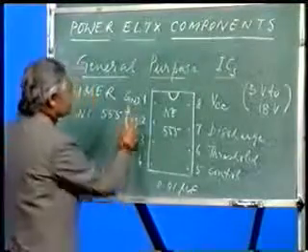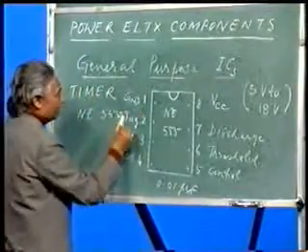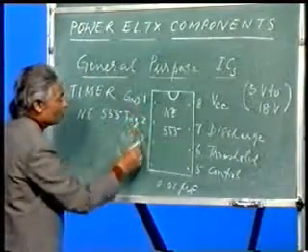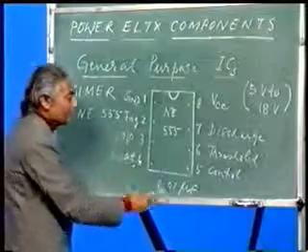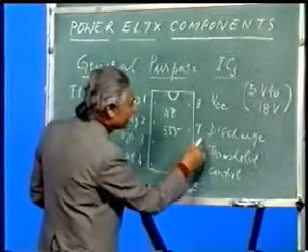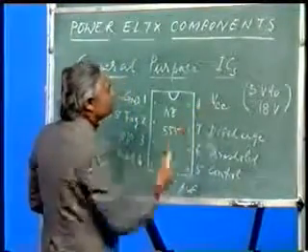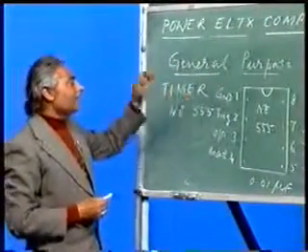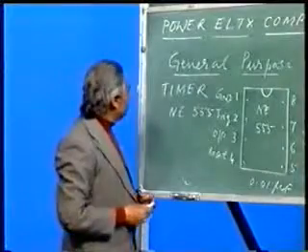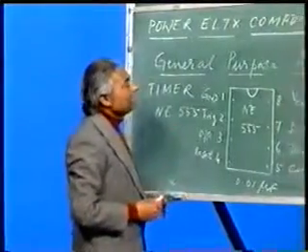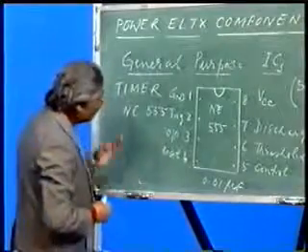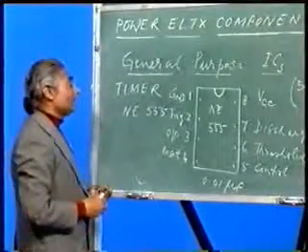So these are the input signals and the pin configurations. I will repeat: ground, that is 1, trigger is 2, output is 3, reset 4, control 5, threshold 6, discharge 7, and 8 is VCC. Now the application, as I said, of the 555 timer is for getting multivibrators. It can be used as a bistable as well as a monostable.